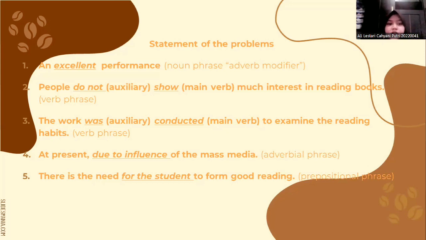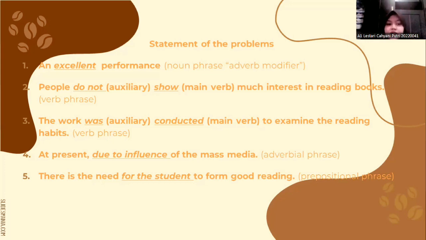And the third, "the work was conducted to examine the reading habit", includes a verb phrase because "was" is the auxiliary and "conducted" is the main verb. And the fourth, "at present, due to influence of the mass media". This example includes an adverbial phrase because "due to influence" is the adverb in this sentence.